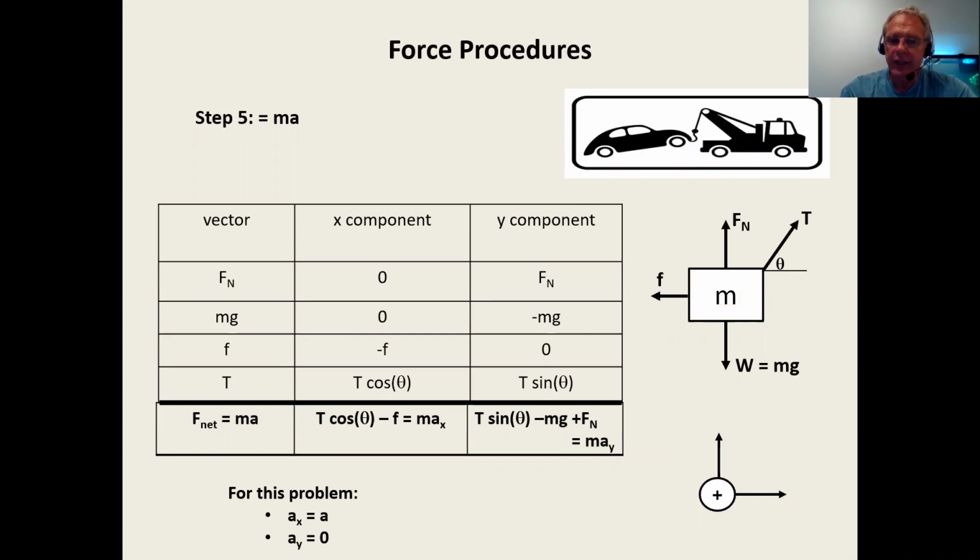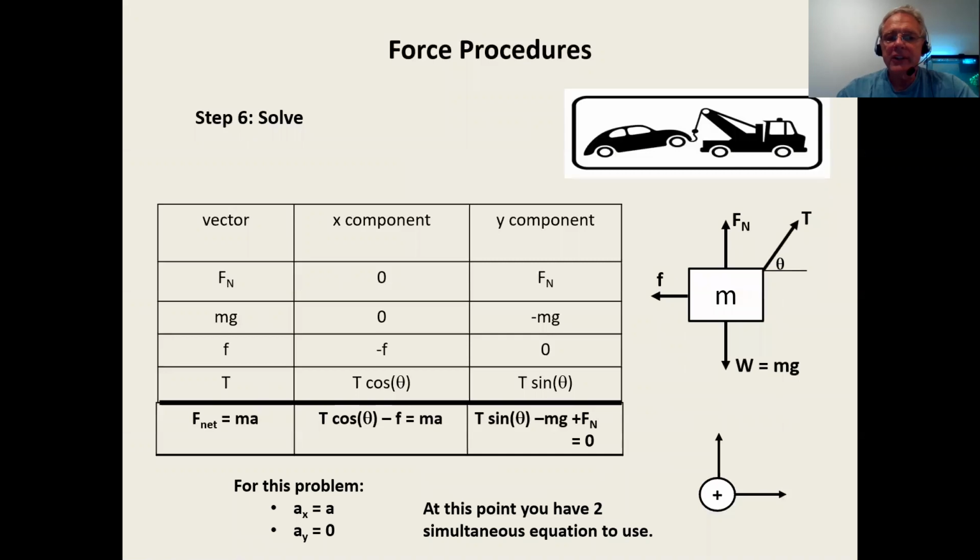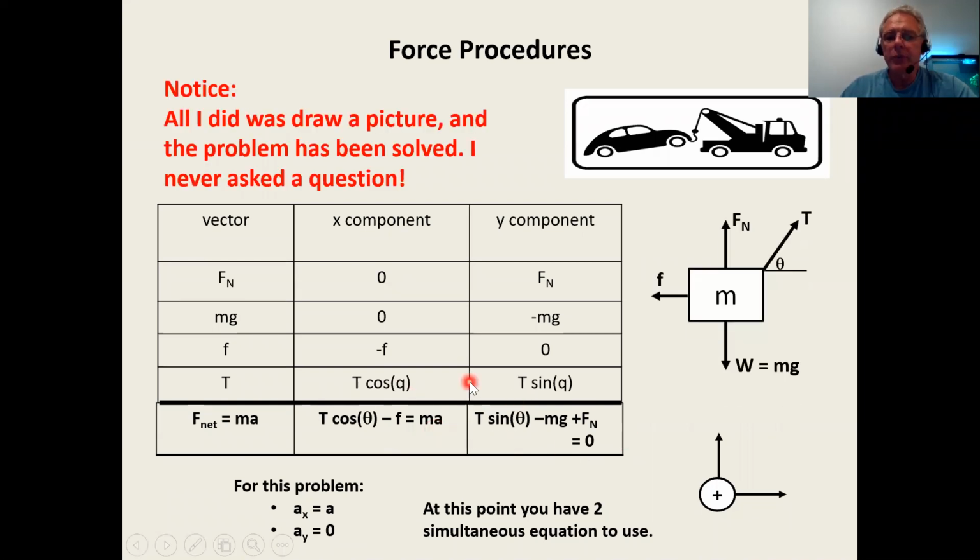Each component equals m times a. One or both of the components of the acceleration will be 0. And finally, step 6 is to solve. What do you end up with? If I get my magic pen here, you end up with two equations, one here and one here. For each mass, you're going to end up with two equations.